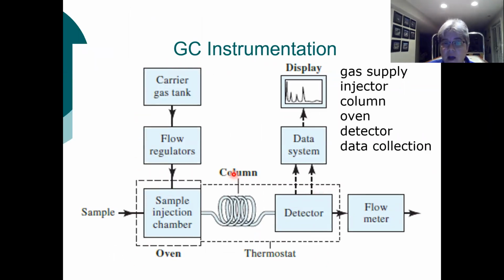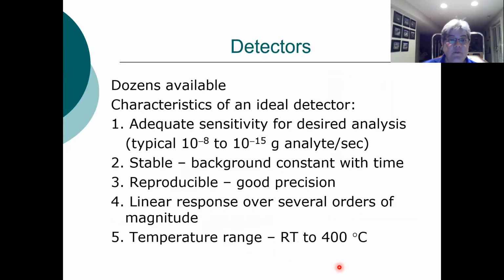Okay, so we've looked now at this part. We'll come back and look at columns. The next thing we want to look at is detectors, but we'll go ahead and stop here and take a break. So 5 minutes. Okay, let's continue now and look at the detectors for the instrument.